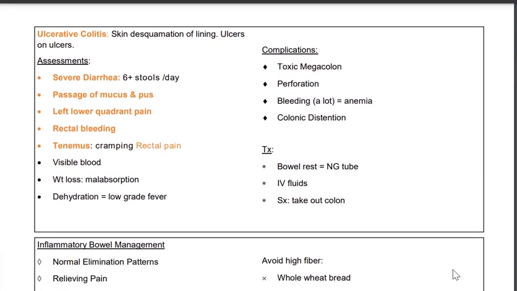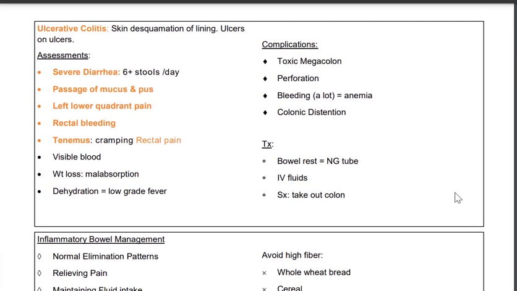And then if we have ulcerative colitis, I want you to think like a big ulcer. Ulceration of the lining, which just means the whole lining. Ulcers on ulcers. It's just horrible, right? This person will have severe diarrhea, 6 stools plus a day, passage of mucus and pus, left lower quadrant pain, and then rectal bleeding. You're going to see bright red rectal bleeding with ulcerative colitis.